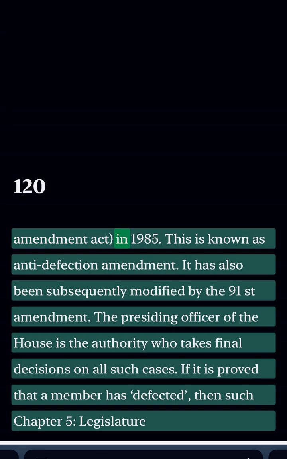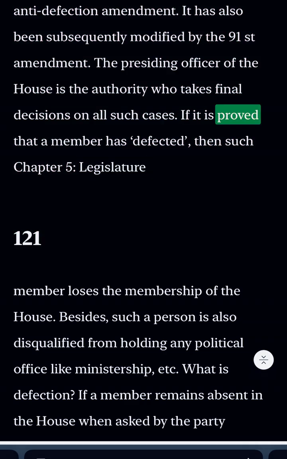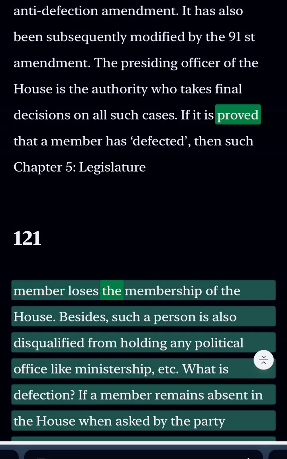An amendment to the Constitution was made, the 52nd Amendment Act, in 1985. This is known as the Anti-Defection Amendment. It has also been subsequently modified by the 91st Amendment. The presiding officer of the House is the authority who takes final decisions on all such cases. If it is proved that a member has defected, then such a member loses the membership of the House.